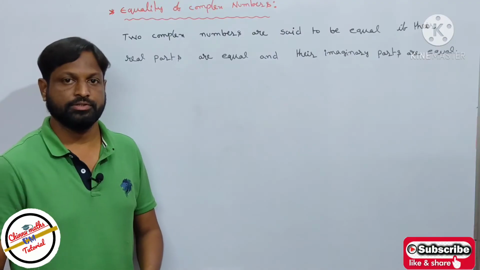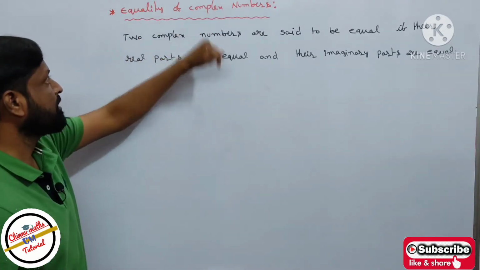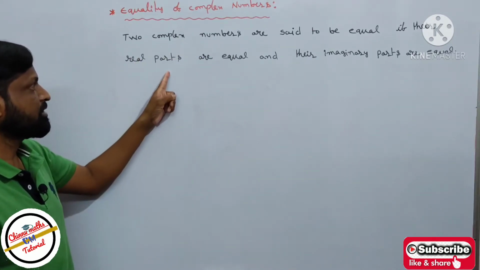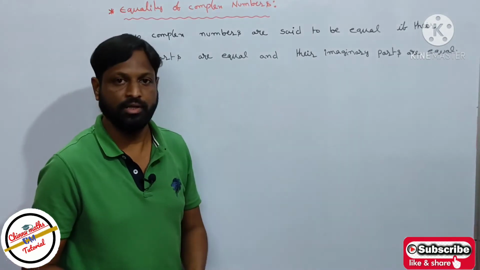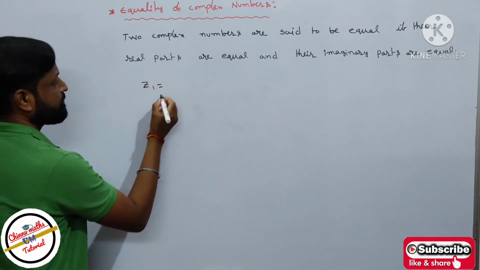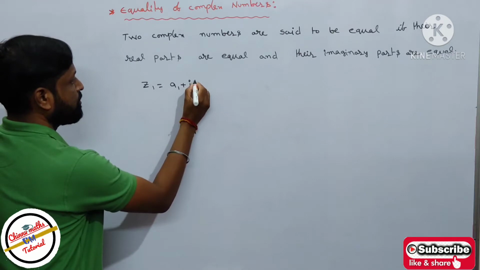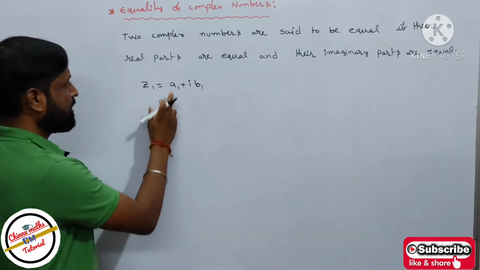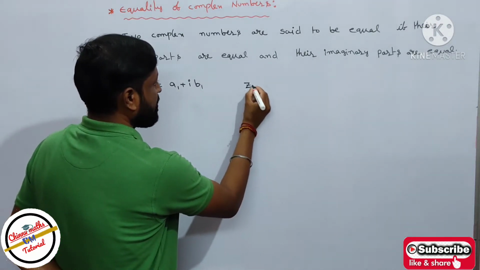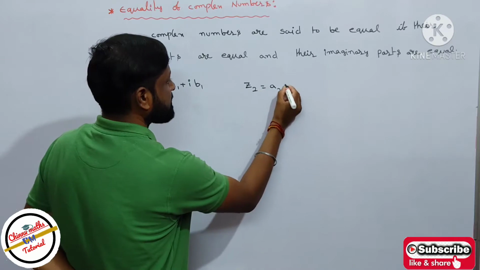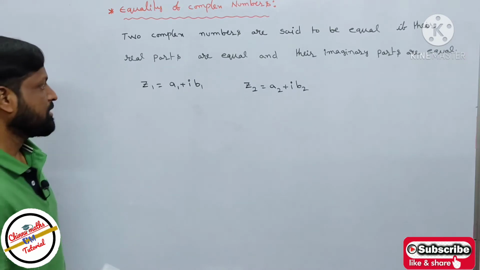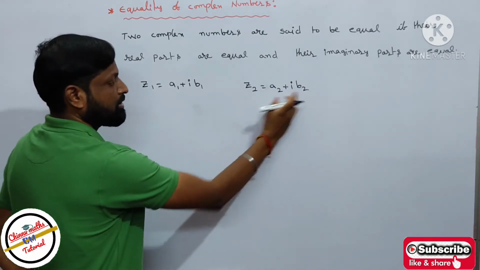Okay, next definition, equality of two complex numbers. Two complex numbers are said to be equal if their real parts are equal and their imaginary parts are equal. So let's see, suppose I take z1 equal to the complex number a1 plus i into b1. In that complex number, a1 is the real part, b1 is the imaginary part. Similarly, take another complex number z2 equal to a2 plus i into b2. z1 z2 belong to the complex numbers, and a1 b1 and a2 b2 are real numbers.